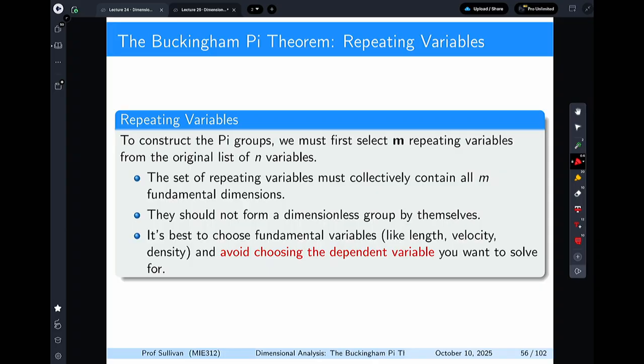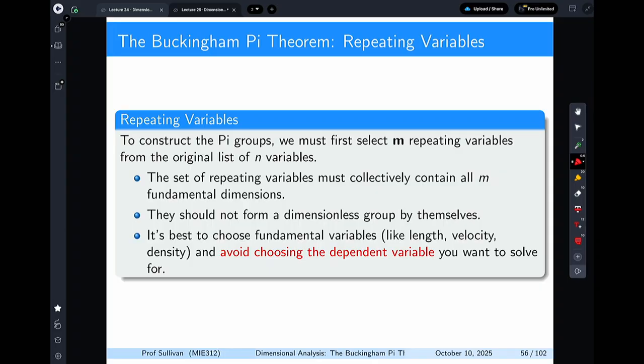Okay, so repeating variables, simple. Construct pi groups. You select m repeating variables of the original n variables. The set of repeating variables collectively contains all m fundamental dimensions. So MLT usually. Again, the decision is yours. I would not ever do anything with FLT unless I was forced to. They should not form a dimensionless group by themselves. It's best to choose fundamental variables: length, velocity, and density.